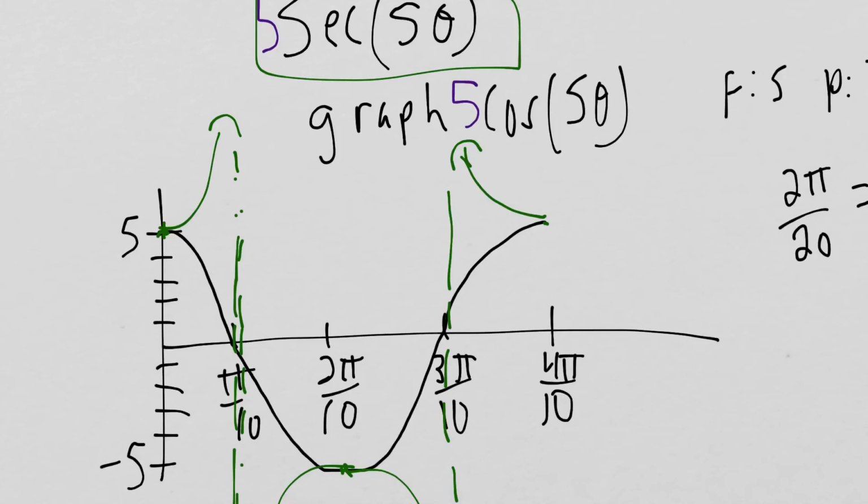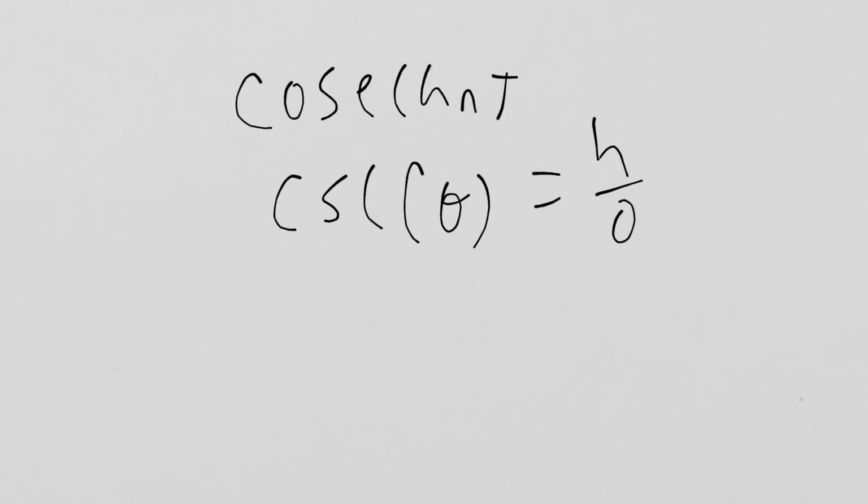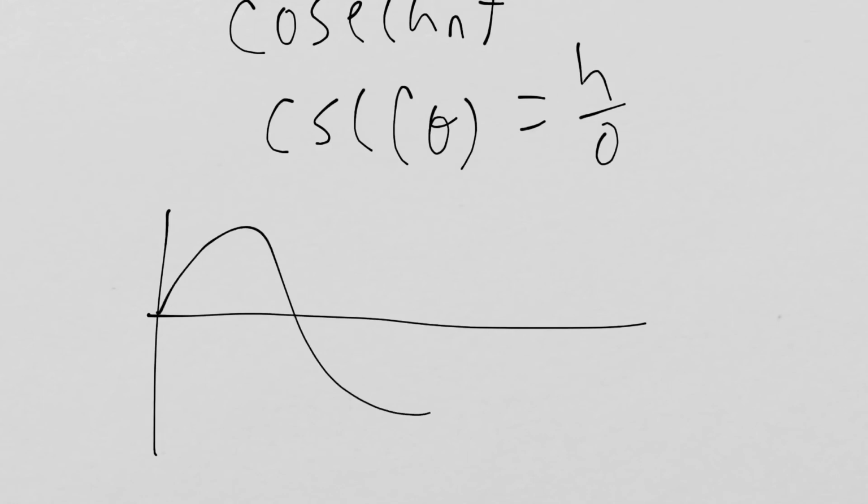Okay. So cosecant is the exact same, but just for sine, right? Cosecant theta equals hypotenuse over opposite, which is the reciprocal of sine. So real quickly, we're just going to sketch sine, not even going to put tick marks here. Okay, there's sine, right? It's the same idea.